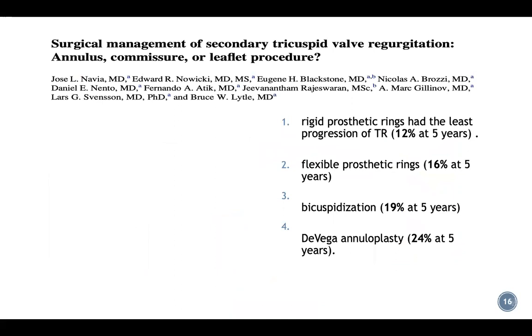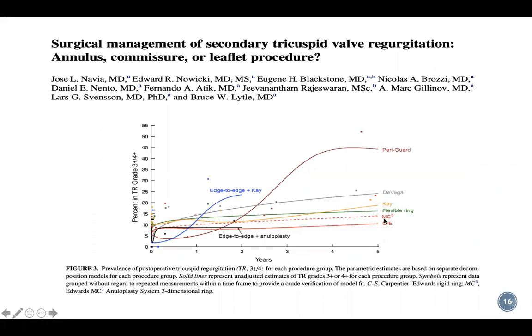An article was published in 2010, a surgical analysis of 277 different repair techniques. It found that the technique with the least TR progression is a rigid prosthetic annuloplasty, followed by flexible ring, then bicuspidization, and at last the De Vega technique. You can see the trend here. They use the rigid ring, Carpentier-Edwards rings, and the latest one is the De Vega technique.